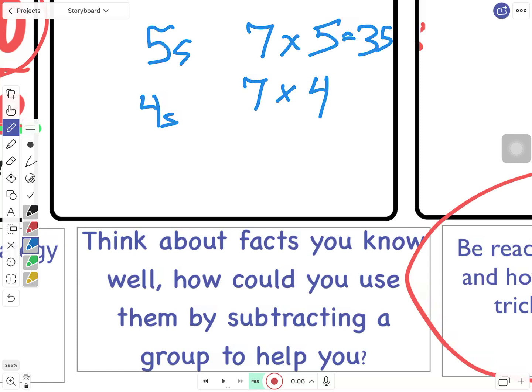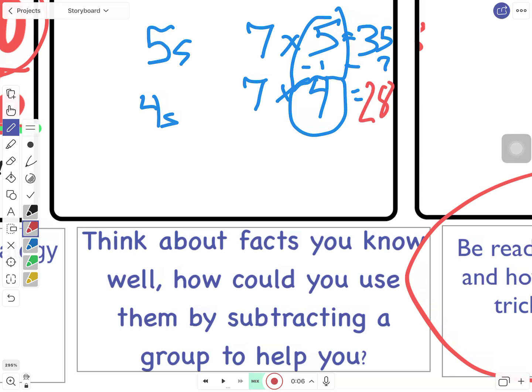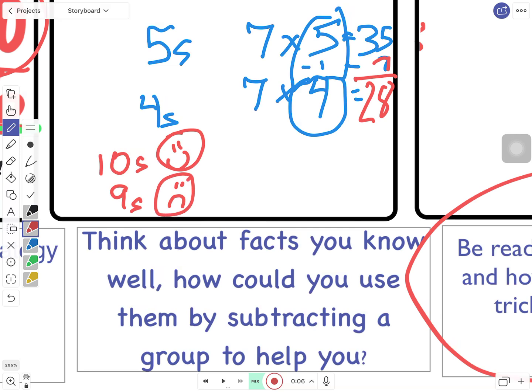But I know that 7 groups of 5, 7 groups of 4, I would just subtract a 7. One group, because I'm just subtracting one group, I would get 28. Was that more efficient than drawing an array? Yeah, it was. All I had to do was subtract a group of 7. So, think about your 10s. Do you know them pretty well? Yeah, you do. What about your 9s? Maybe not. Can you use your 10s to subtract a group and solve your 9s?